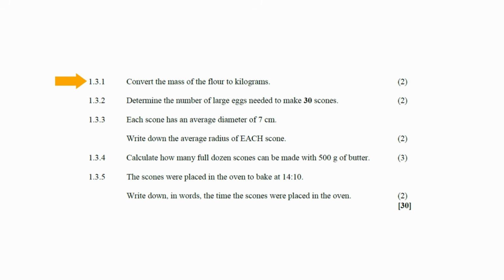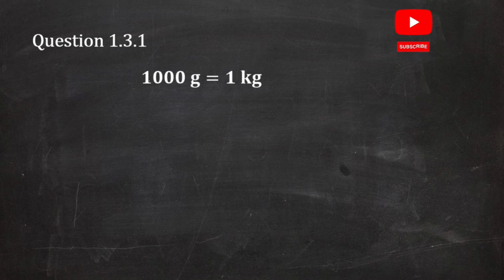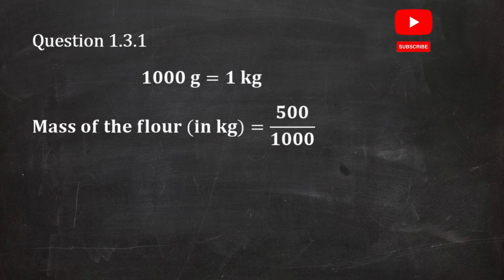In question 1.3.1, you are instructed to convert the mass of the flour to kilograms. The mass of the flour is given as 500 grams. There is 1000 grams in 1 kilogram. So the mass of the flour of 500 grams is equal to 500 divided by 1000, and this equals 0.5 kilograms.